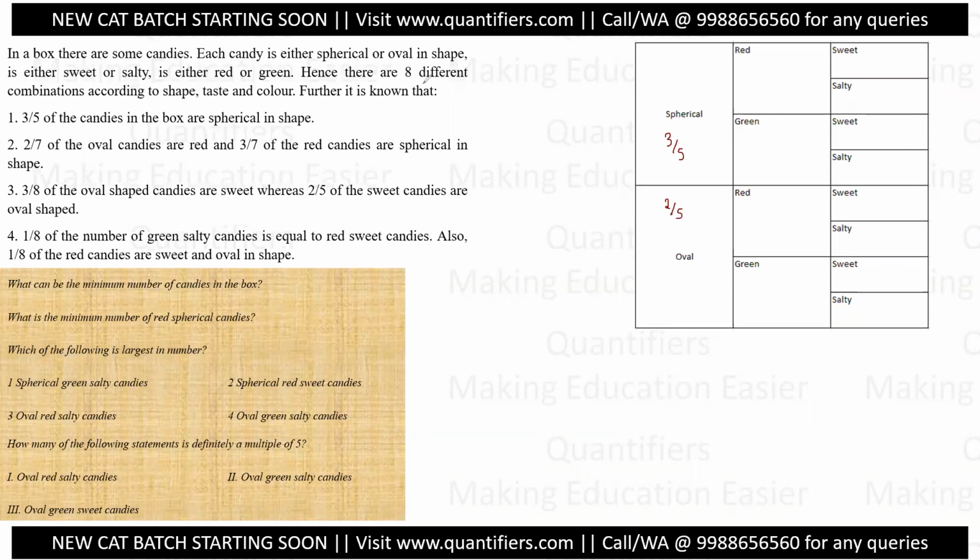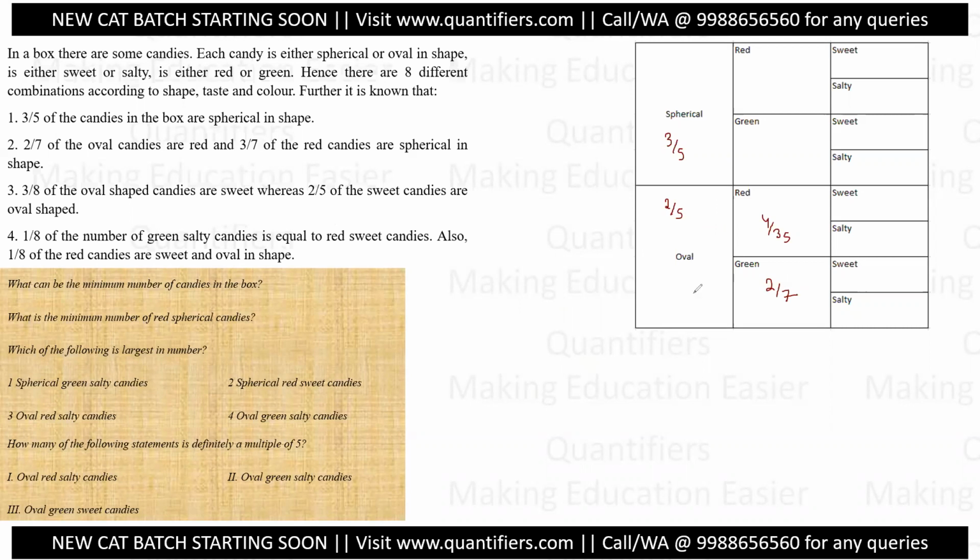Simple as that. Okay. Now 2 by 7 of the oval candies are red. So oval candies 2 by 7 are red. So 2 by 7 of this, that is 4 by 35. If this is 4 by 35, if 2 by 7 are red, then 5 by 7 are green. In the fraction terms, 5 by 7. This is green. Right? Very easy up to this step.